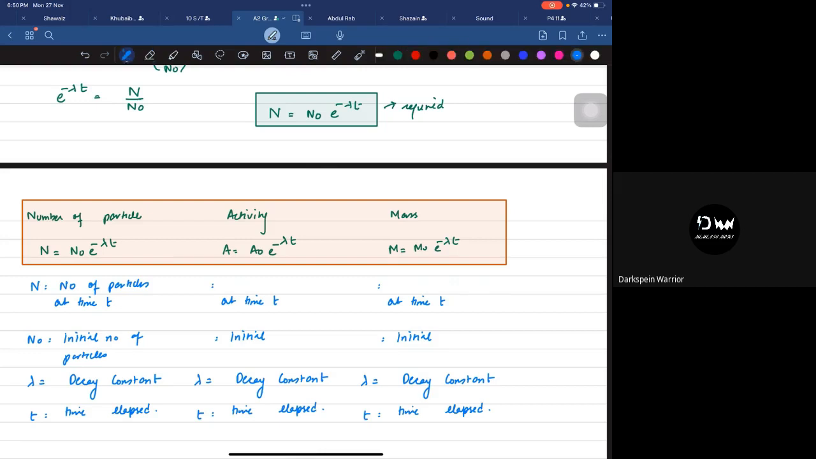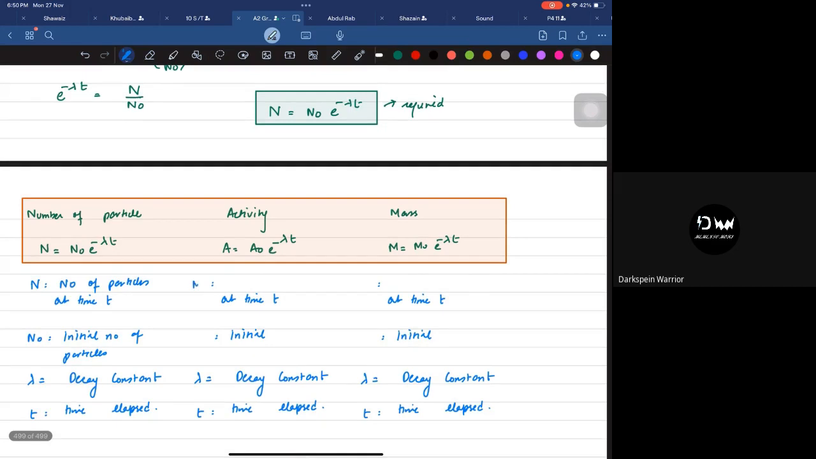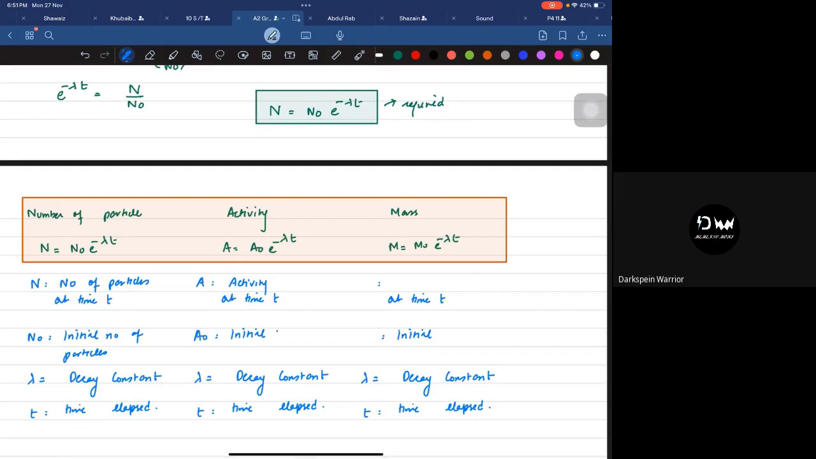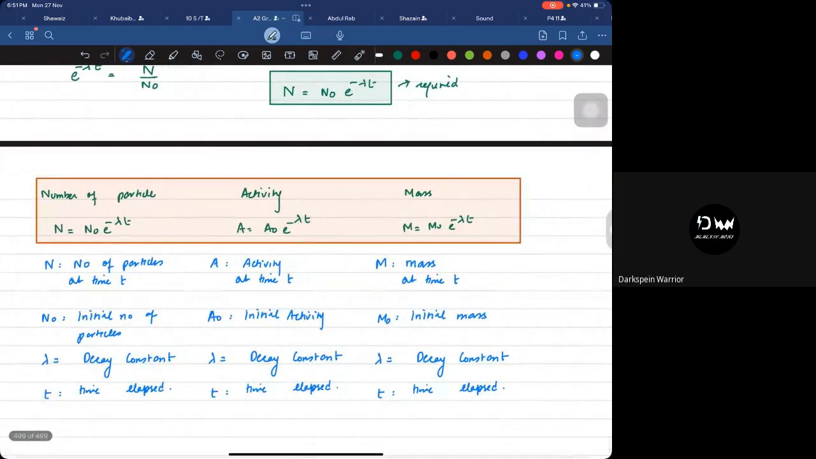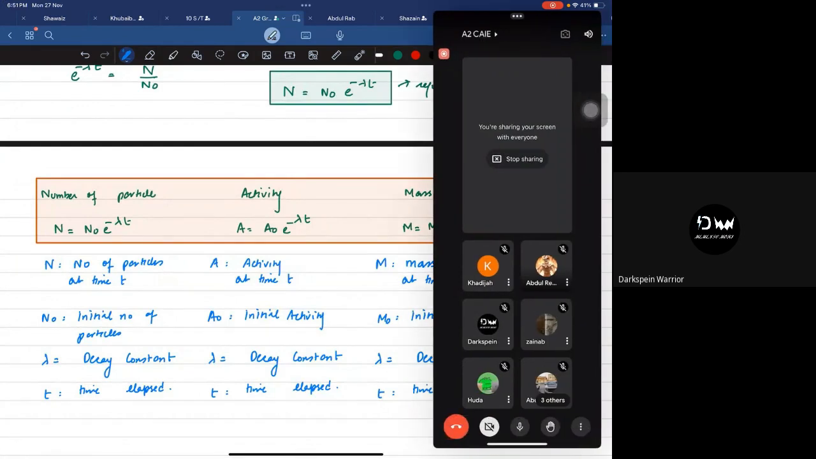Okay, for the rest of these, you can write this is A, which is activity at time t. A naught is the initial activity. Then for this one, M is the mass at time t, M naught is the initial mass, and the rest of the things are the same. So you can copy this, please, and then we shall go forward. Done. All right, wait for this, please.